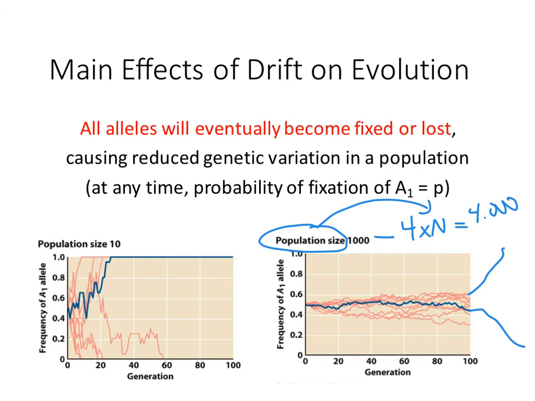Sorry, 4,000 generations, not 40,000. Yeah, we need to look 40 times longer than 100 generations before we'd expect fixation or loss. So try setting up those parameters in Redlynx and seeing if that actually happens or not.